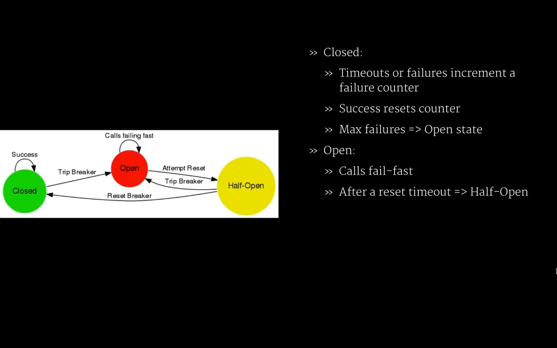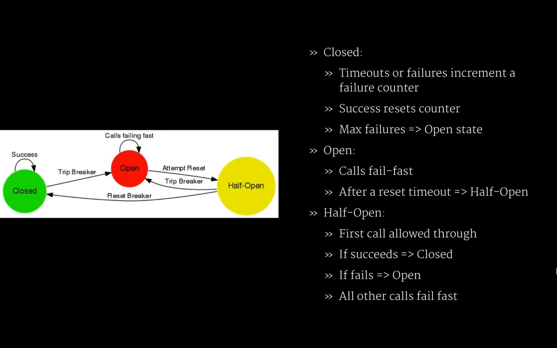Now when open, we get a fail fast, and that reset timeout, also configurable, is going to move us into the half open. Half open gives us just one call allowed through. If there are any other calls at this point, they're just going to fail fast as well. While we're still doing that one test call in the half open state, anything else is just going to fail fast. But if we succeed, we move back to closed, life is good, we're back to green. If it fails, we go back to open on the red.